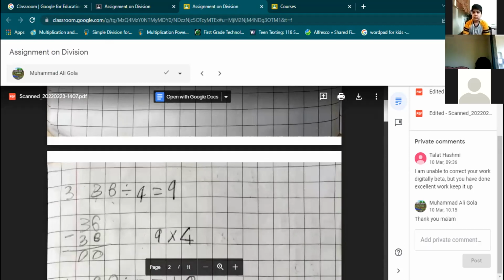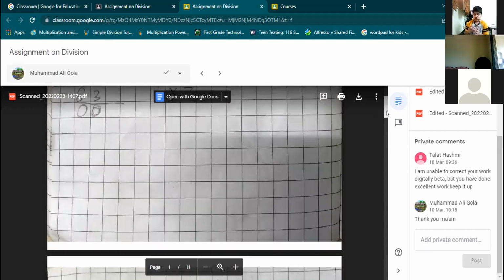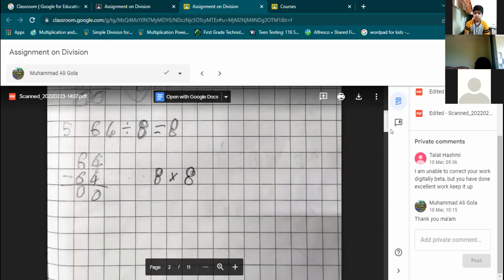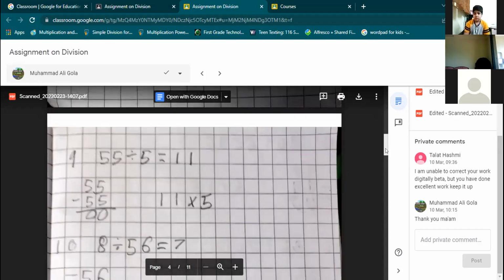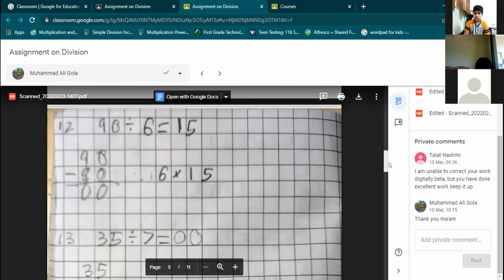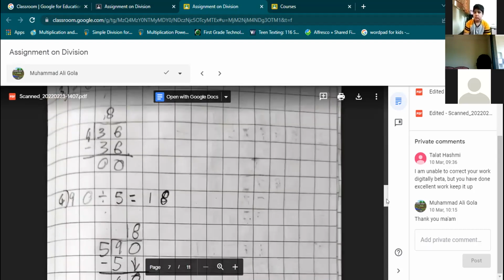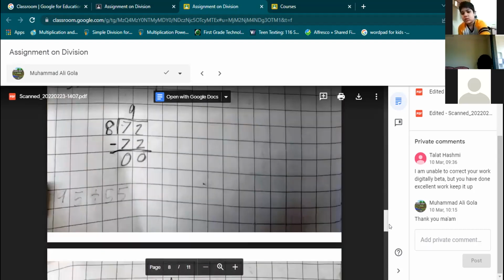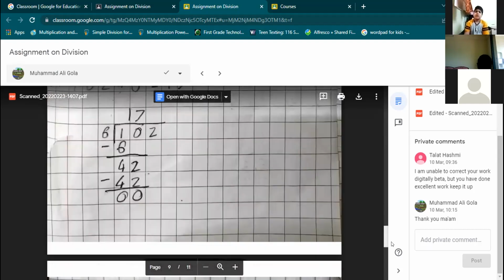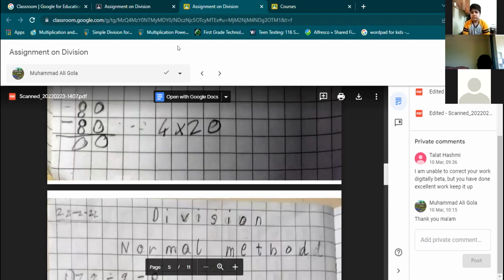Ma'am, I have done both the methods. First, he has done the chunking. You can have a look. This is chunking. And then he mentioned the normal method. That's what I liked a lot. Quotient, remainder. You just have to mention the quotient and remainder. That was your mistake. Ma'am, the remainder is 0. Yeah. So it's okay. Fine.